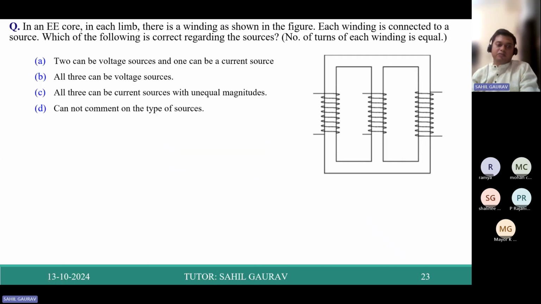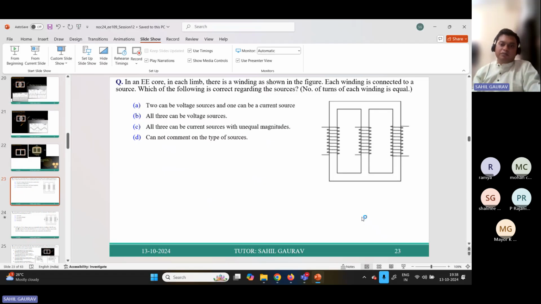So let us come to the problem from this part. The first problem is that in a double E core, in each limb there is a winding as shown in the figure. Each winding is connected to a source. Which of the following is correct regarding the sources? Number of turns of each winding is equal. A option: two can be voltage source and one can be current source. B option is all three can be voltage sources. C option is all three can be current sources with unequal magnitudes, and D option is cannot comment on the type of sources.